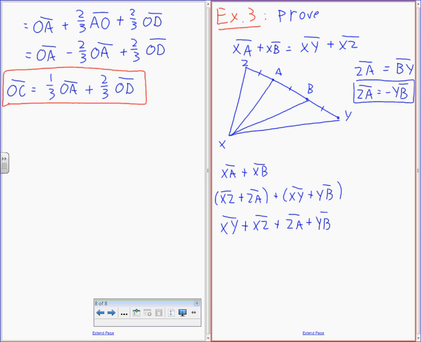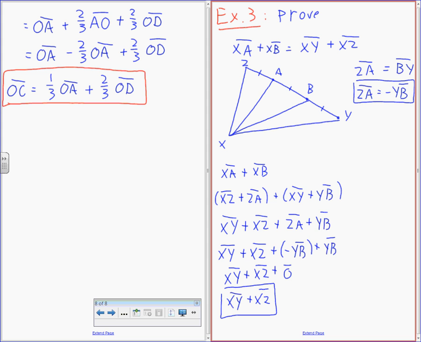So then I'm going to just up here say then this turns into XY plus XZ plus negative YB plus YB. It changes to XY plus XZ plus 0 vector, which is XY plus XZ. I'm going to be kind to this course. You don't actually show the 0 vector there if you just want to go right through that to your final answer.